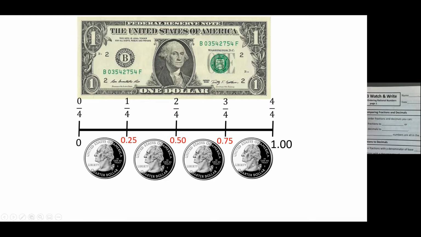Now, if we have 4 quarters, that's worth $1. That's 100 pennies or $1. 4 quarters is worth $1. Okay, so you would have 4 out of 4 pieces, and that would be $1. All right, so breaking things into fourths or quarters and breaking things into tenths, like we did on the last number line, those are very well-known decimals. Tenths and quarters, or tenths and fourths, are very well-known decimals.